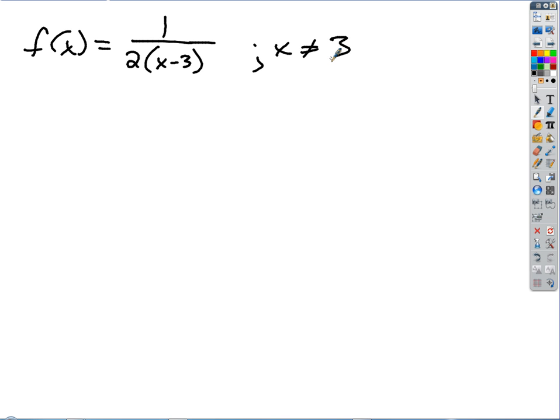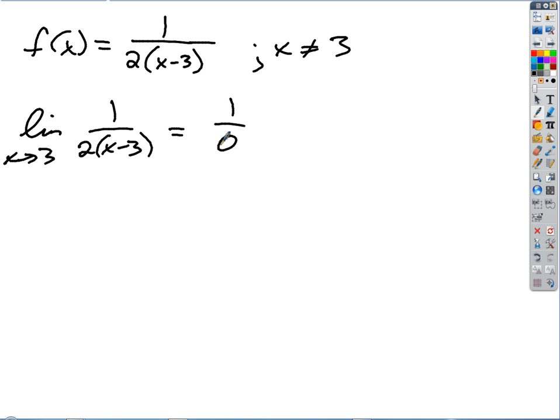vertical asymptote. Because if I evaluate this directly, even though it's undefined and the function doesn't exist there, if I take a limit, the limit of my function as x approaches 3 is 1 over 0, which tells us vertical asymptote, so there's no limit. This is a non-removable discontinuity. If I wanted to know exactly what kind, I could take limits as x approaches 3 from the left or the right and determine what is actually going on here. And that's the stuff we just did.